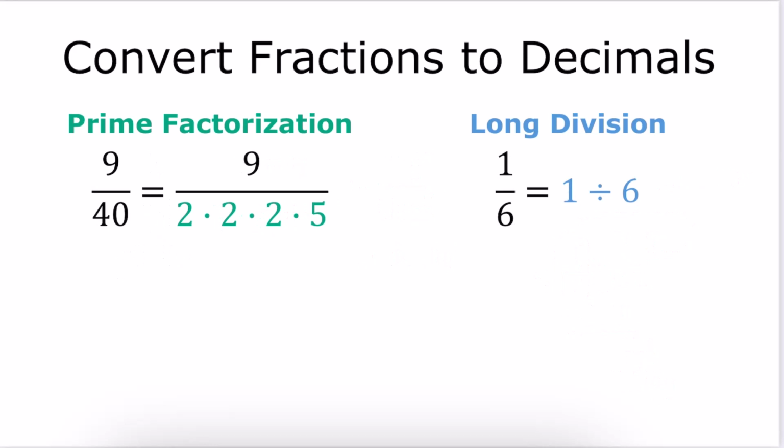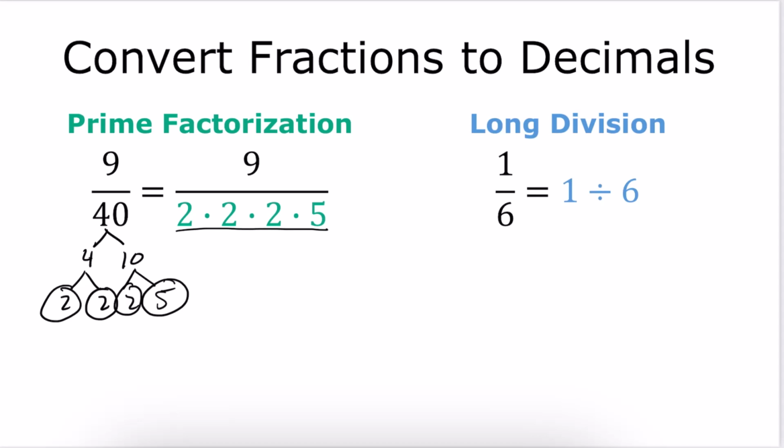So if you have the fraction 9/40 and you want to use the prime factorization method, the prime factorization method will work in this case because 40 is 4 times 10, 4 is 2 times 2, those are prime numbers. 10 is 2 times 5, and those are also prime numbers. You get this prime factorization, and because it only involves 2s and 5s, then you're good to go.